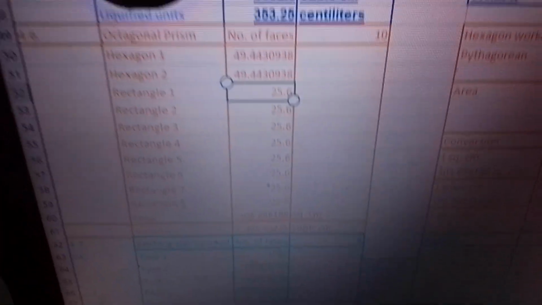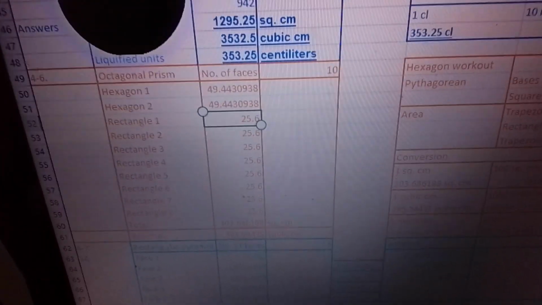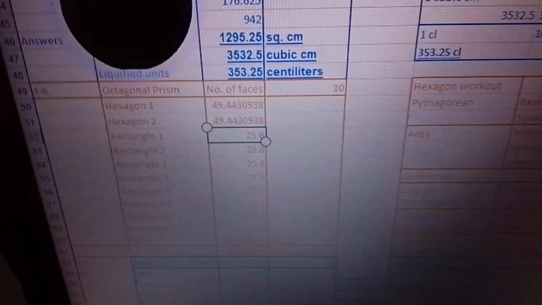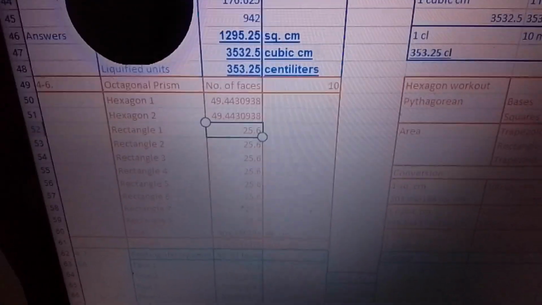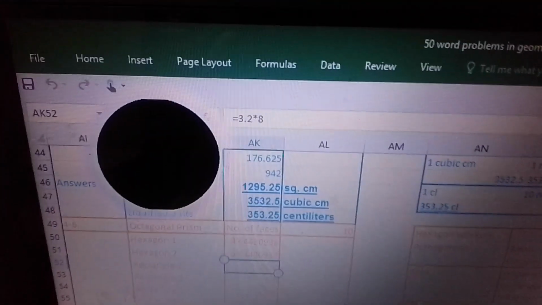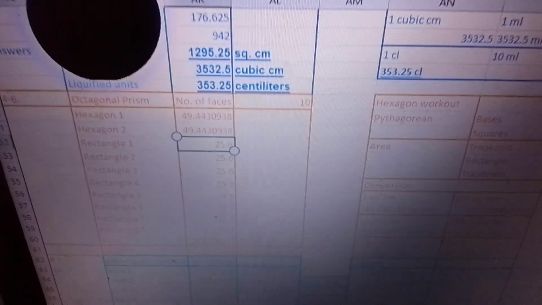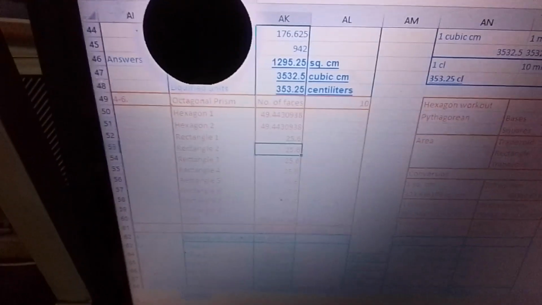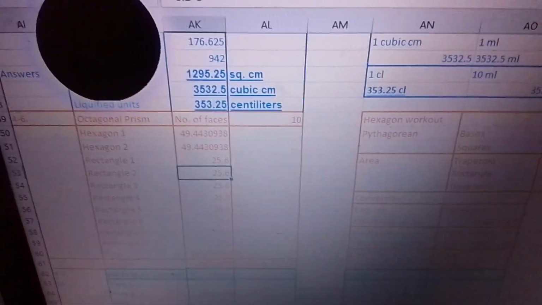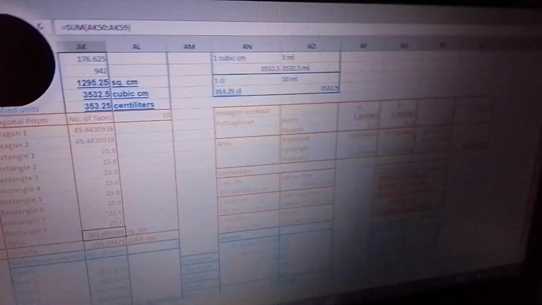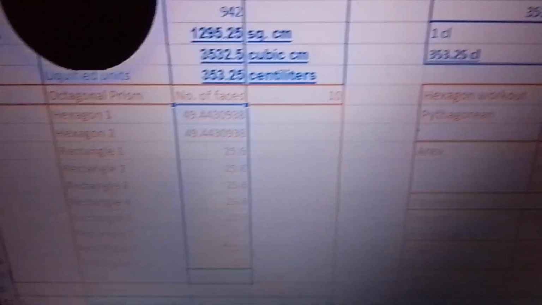Ganito ba kasi yung nangyari? Remember, to get the area of one, we got the area of the hexagon, so now we get the area of one of the rectangles. For the rectangles, it's very easy. Ang ginawa ko, 3.2 times 8 na lang. And then you should get 25.6. But because there are 8 of them, that's why we can do all of this. And then when we sum this up all together, this pertains to the sum.